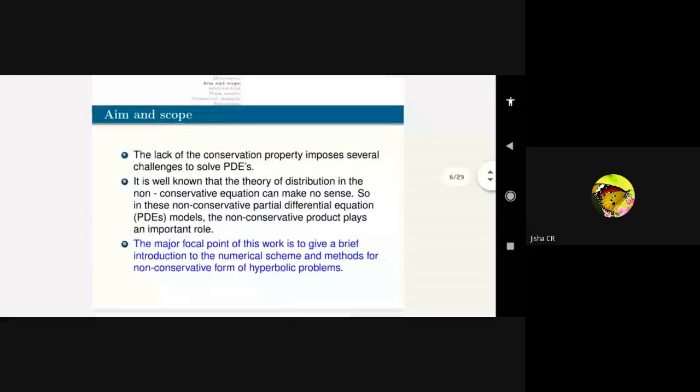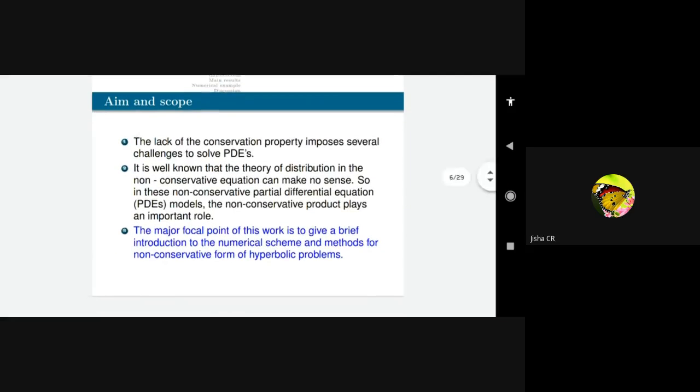Next slide. My aim: the lack of conservation property imposes several challenges in solving PDEs. It is well known that the theory of distributions in a non-conservative equation can make no sense. So in this non-conservative partial differential equation, the non-conservative product plays an important role. The major focal point of this work is to give a brief introduction to numerical schemes and methods for the non-conservative form of hyperbolic PDE. Next slide.